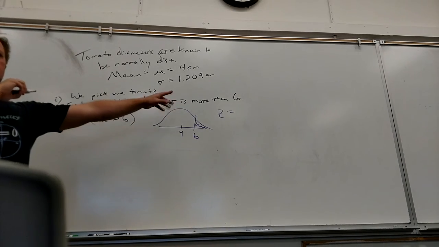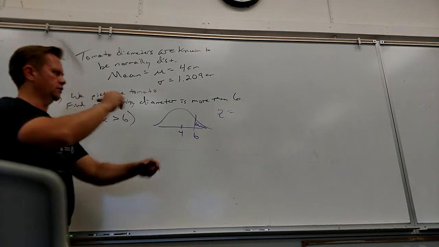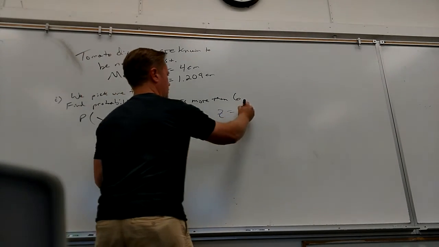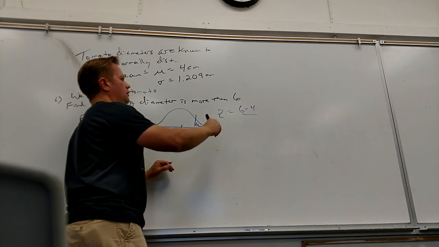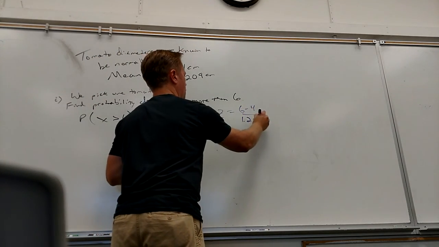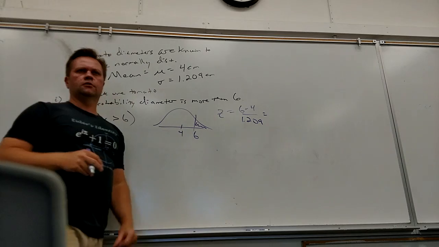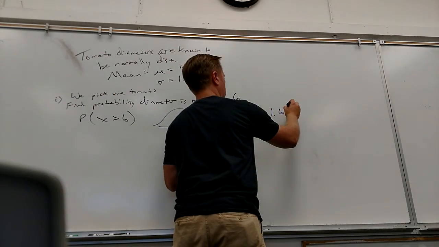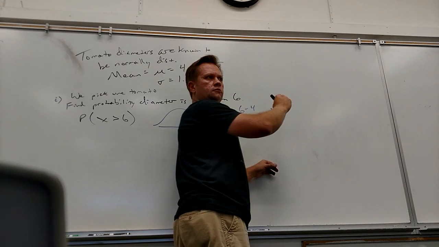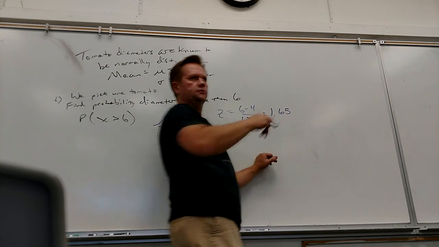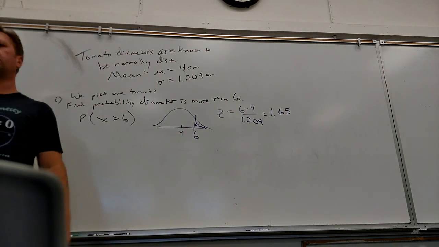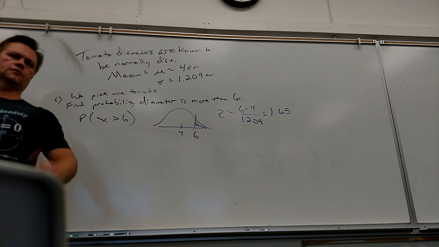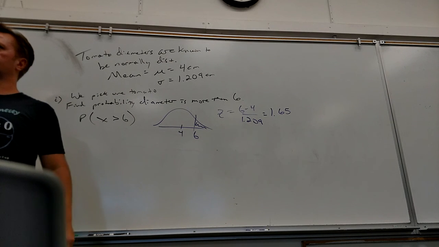So how do I make a z-score? What's the formula going to look like? 6 minus 4 divided by 1.209. 1.65. Always two places because the little chart that Crazy Jeff has is used goes to two places.